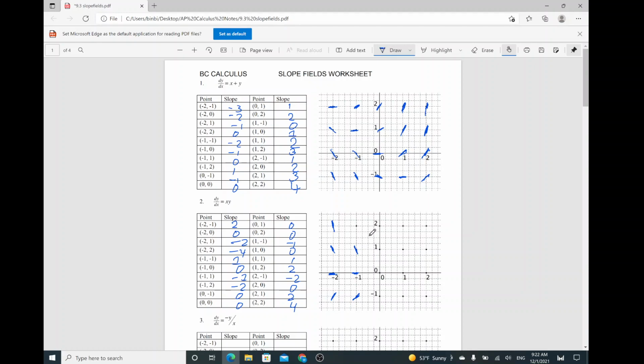Okay, making sure that this one is right. Back to (-2, -1): -2 times -1, so that's 2. Negative 1 comma 0, that's 0. Negative 1 comma 1, negative 1. Negative 1 comma 2, negative 2. So let me fix this one. This one is less steep.